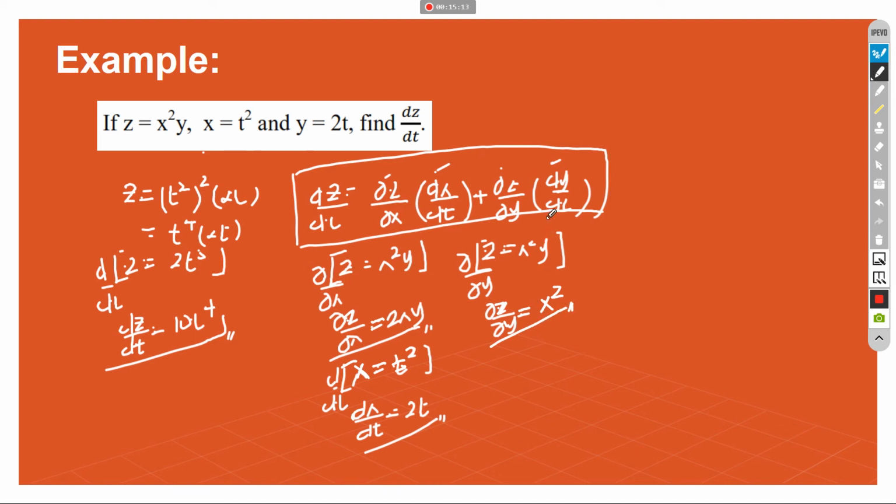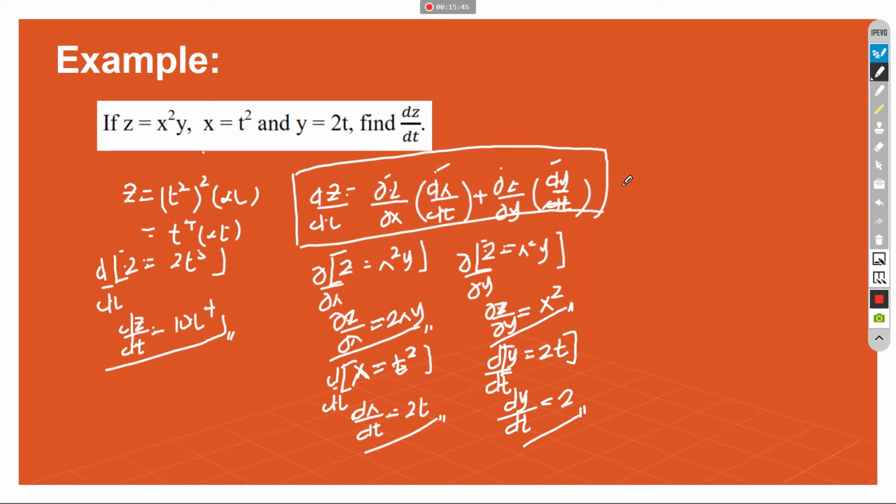Okay, so kung kukunin ko naman to si total derivative ni y with respect kay t, kukunin ko yan dito sa y is equals to 2t. So, getting the total derivative with respect to t, we have dy over dt is equals to 2.